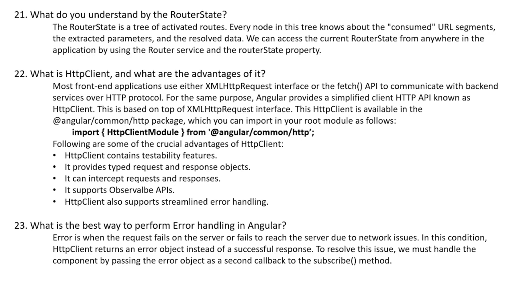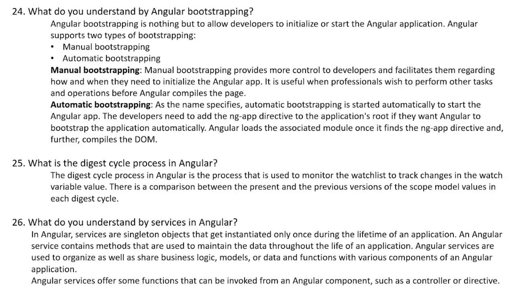Question 23. What is the best way to perform error handling in Angular? Answer. Error is when the request fails on the server or fails to reach the server due to network issues. In this condition, HTTP client returns an error object instead of a successful response. To resolve this issue, we must handle the component by passing the error object as a second callback to the subscribe method.